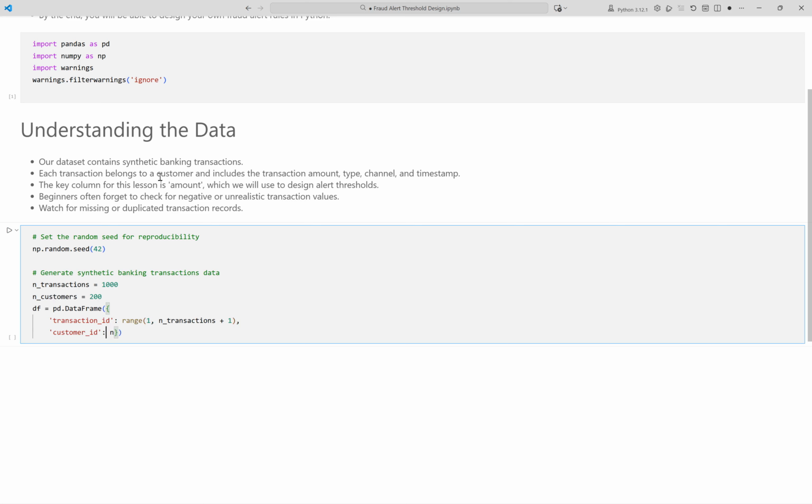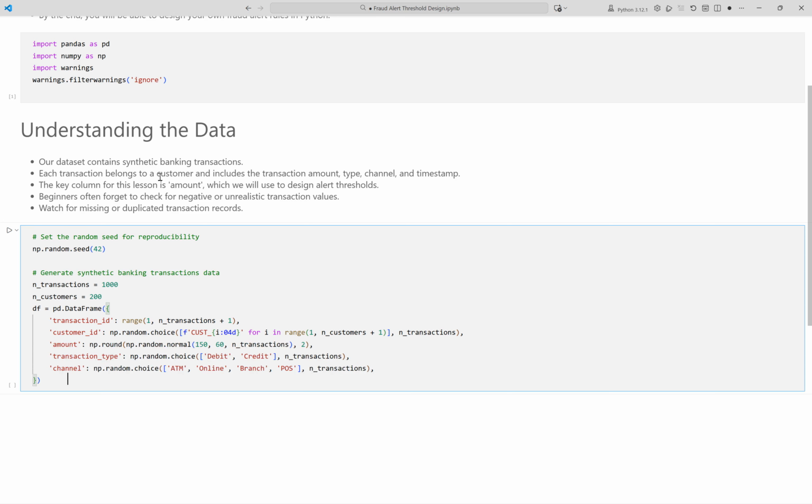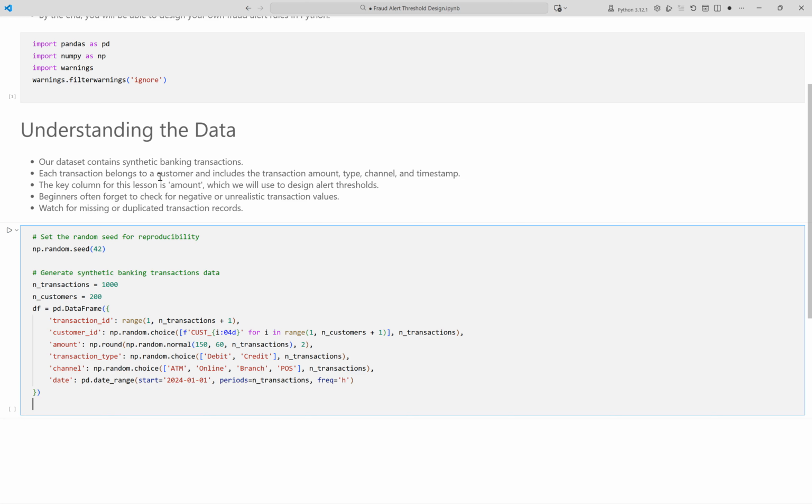Amounts are generated using a normal distribution with a mean of 150. We randomly assign each transaction type, debit or credit. We randomly select the channel: ATM, online, branch, or POS. Each transaction receives a timestamp that is 1 hour apart. We display the number of rows and columns in the data frame. We show the first 3 transactions for a quick preview.